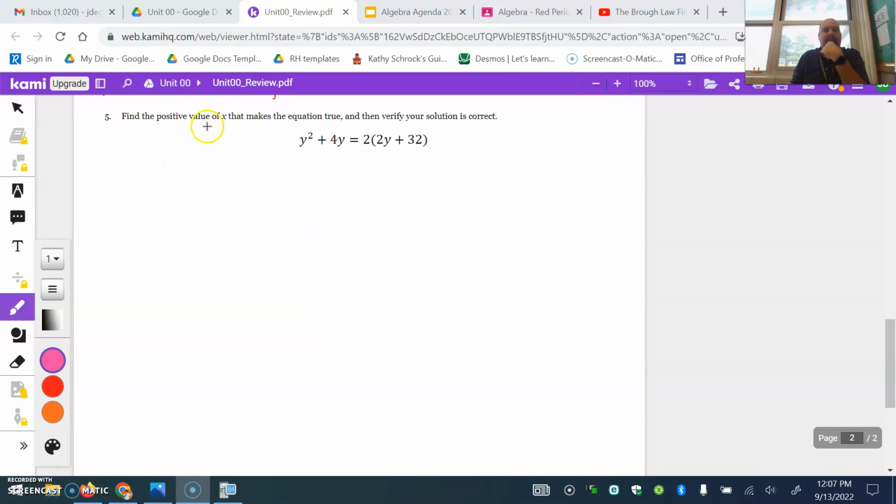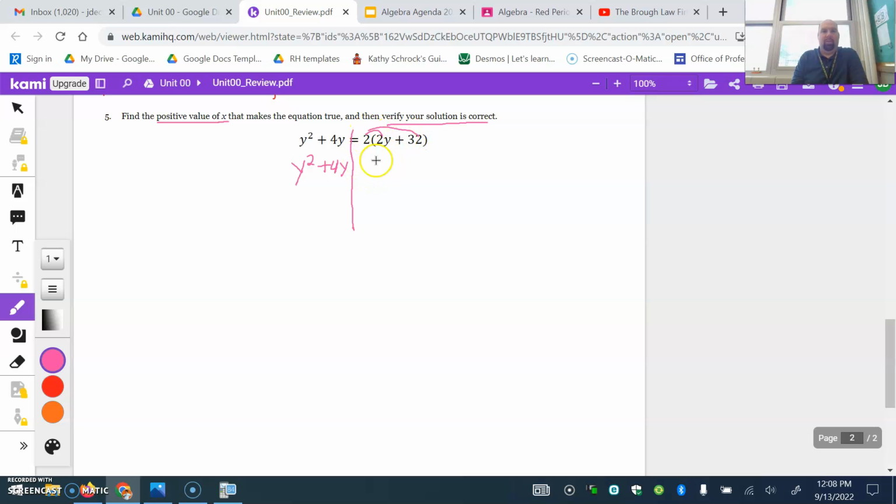Okay, the final problem. Find the positive value of x that makes the equation true, and then verify your solution. So the first thing you're going to do is solve for x, and then you're going to do the check. Just like in the previous problem, if you only do one part of that, you will not get full credit, okay? So make sure you don't lose points. Some of you have done an awesome job solving these problems, 4 and 5. Don't cheat yourself out of getting a really good score on this when you know all you need to do is one extra step at the end.